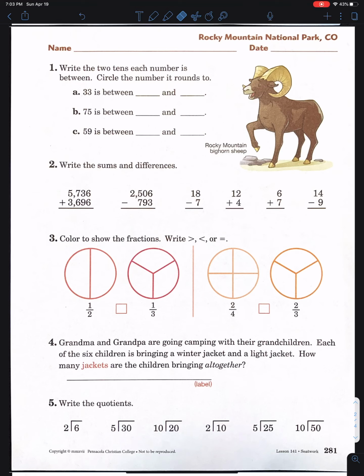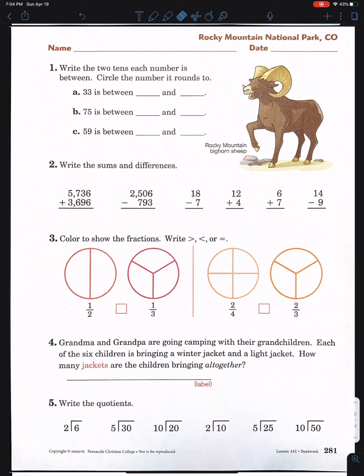To review, let's remember that when we are trying to round numbers to the nearest 10, first we want to see which two tens the number is between, and then we need to determine if the number is closer to the lower 10 or the higher 10. Then we will round to that, whichever one it is closer to.